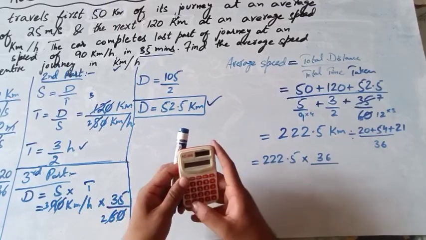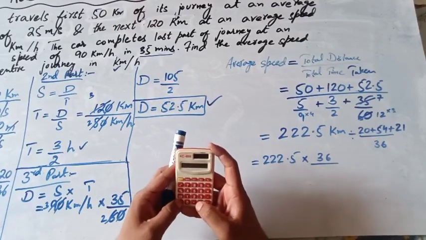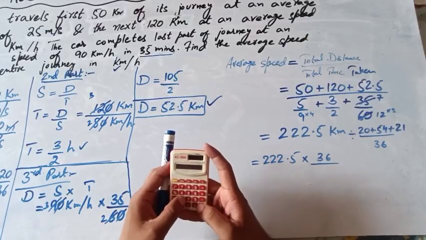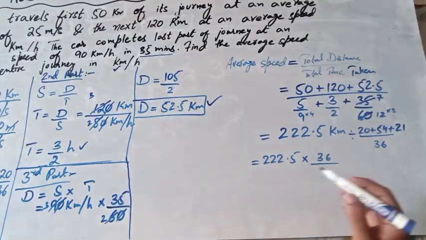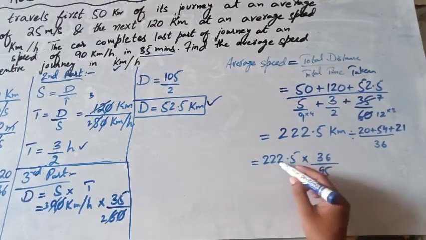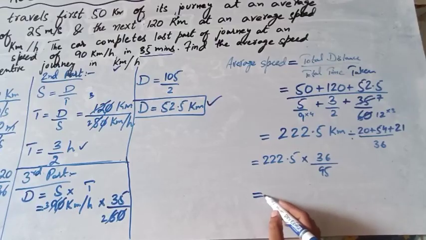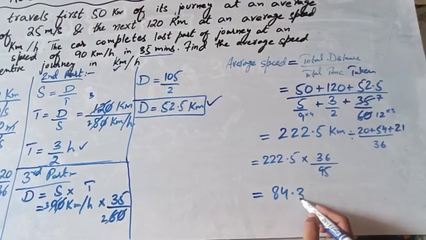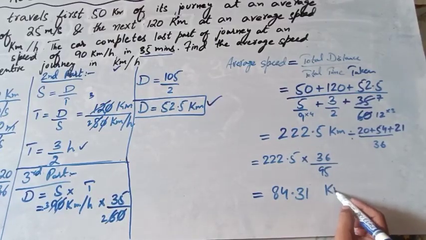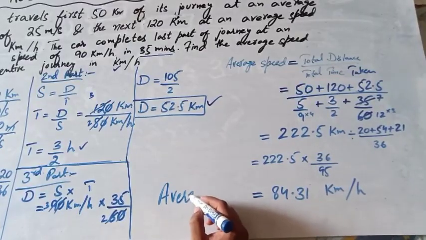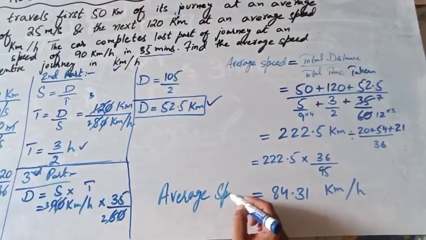20 plus 54 is 74, and 74 plus 21 will be 95. So divided by 95. Now when we simplify all these values, this will give us 84.31 kilometers per hour. So this is the average speed of the car for the entire journey.